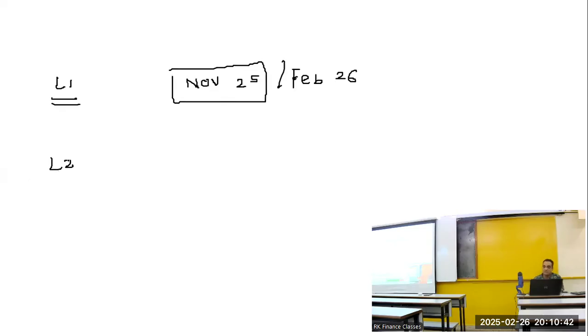Level 2, if I go for Level 1 November 25, then Level 2 August 26 is possible. Here if I go with Feb 26, then November 26. And Level 3, as I said, it's happening in February and August only. So in either of the cases, it will be in August 27.